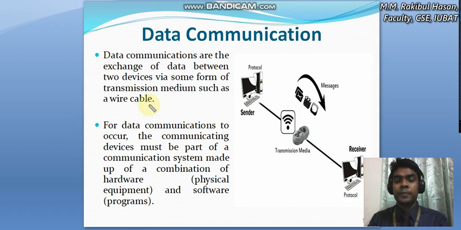Okay, so what happened at that time? I am the sender, you are the receiver. In between us we have a communication channel. What is the communication channel? In between us we have the ear, isn't it?